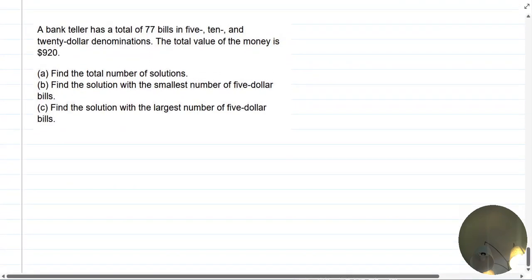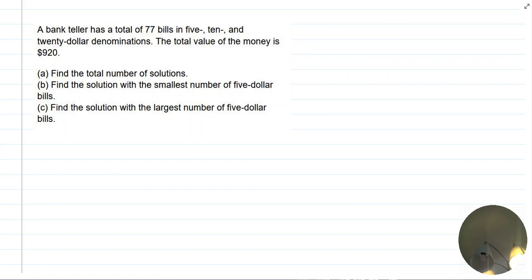Now we have this guy here. Find the total number of solutions. Find the solution with the smallest number of $5 bills and the solution with the largest number of $5 bills. So on this one, we have several things we're going to do. We have 3 parts. So the first one is we have to solve the system, and we're going to find out what we have in order to do that.